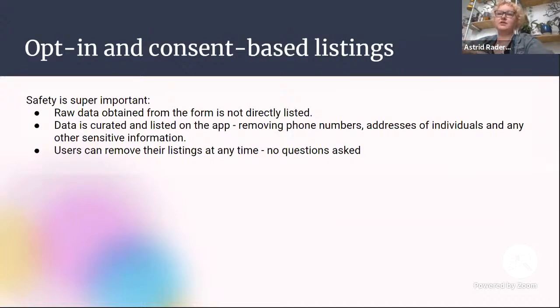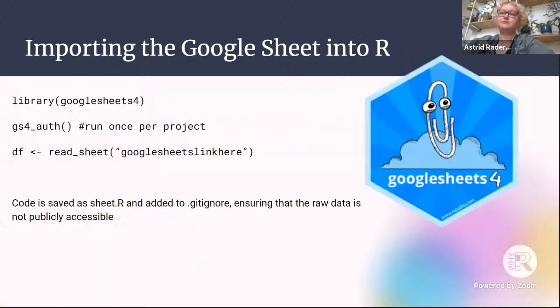So just another little layer of consideration here for us, like safety is really important. So even though queerness is legal and there are a lot of queer people, we want to make sure that they're as safe with this list as possible because it is public. So we aren't listing raw data that we obtain from the form. We curate that data manually. So we do things like remove phone numbers and addresses of individuals if they slip through, and any other sensitive information that might leave that person vulnerable. And people can remove their listings at any time, like no questions asked. We'll just take your information down if you feel unsafe.